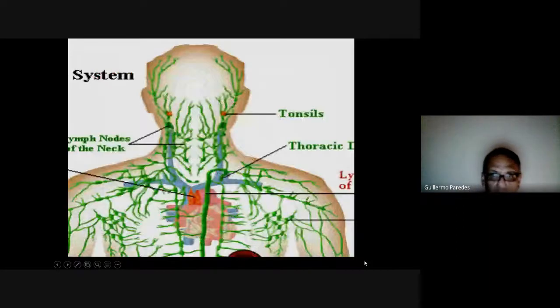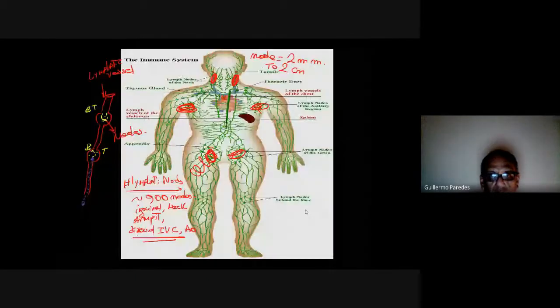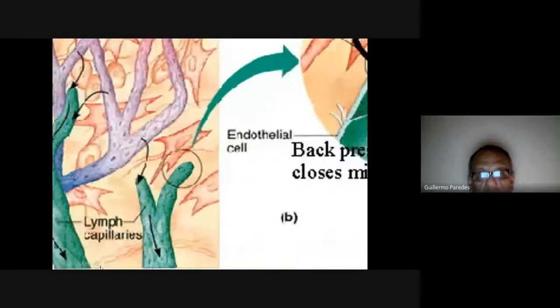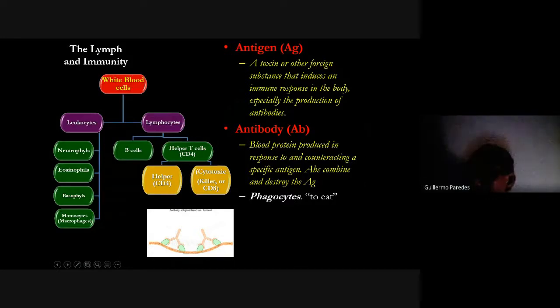All right, so let's keep going. Talking about the lymphatic system, we are going to see how it is organized, but we need to finish with the immune system first. Before we start the whole story, we need to know some terminology. The terminology starts with the antigen.